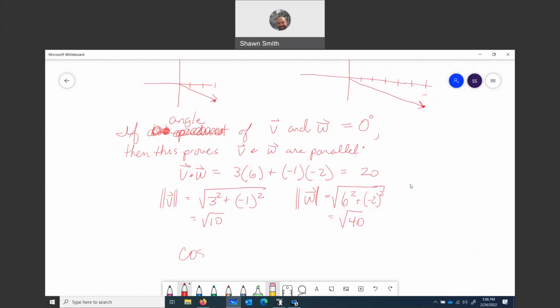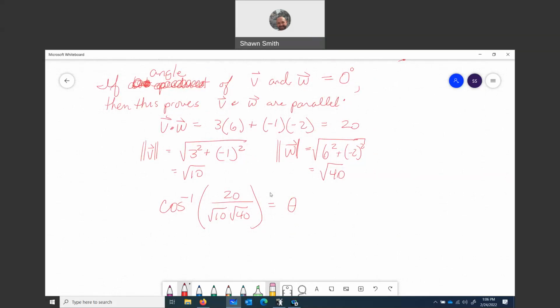So the inverse cosine of the dot product, 20, over the product of the magnitudes, square root of 10 times square root of 40. That will be equal to theta. Or actually, from here, I could do this without a calculator, because this comes out to be some nice numbers. So this is inverse cosine of 20 over the square root of 10 times 40, which is the square root of 400, which is 20. This says the inverse cosine of 1 is equal to theta.